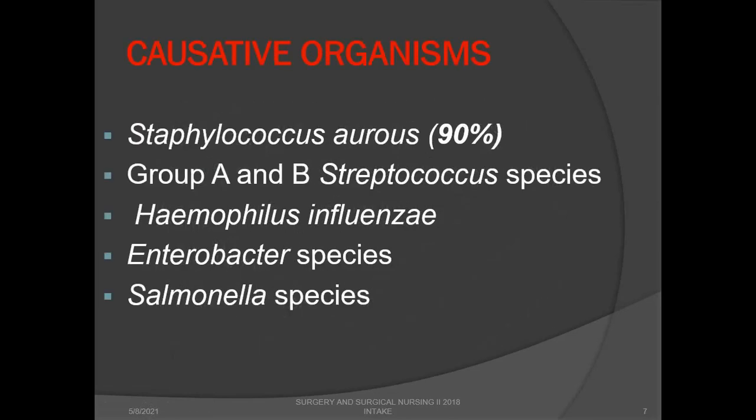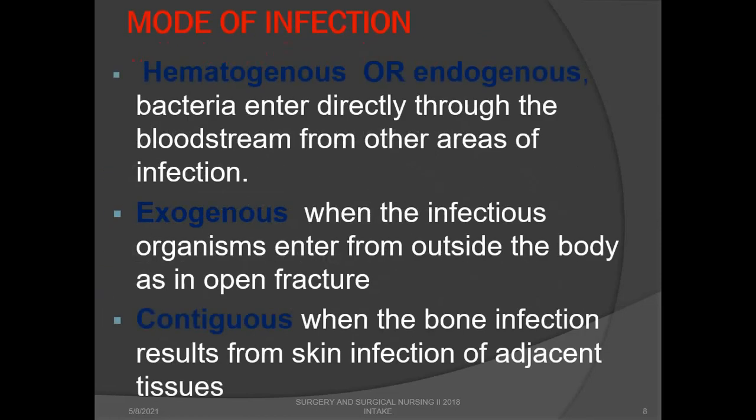Causative organisms of osteomyelitis. We have Staphylococcus aureus, which causes 90% of the conditions. Then group A and B Streptococcus species, Haemophilus influenzae, Enterobacter species, and Salmonella species.